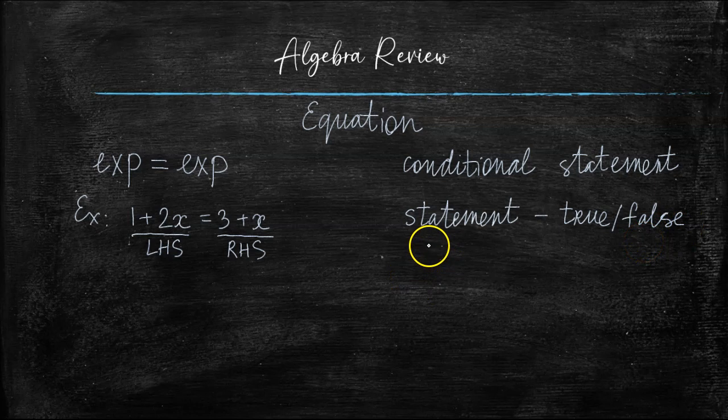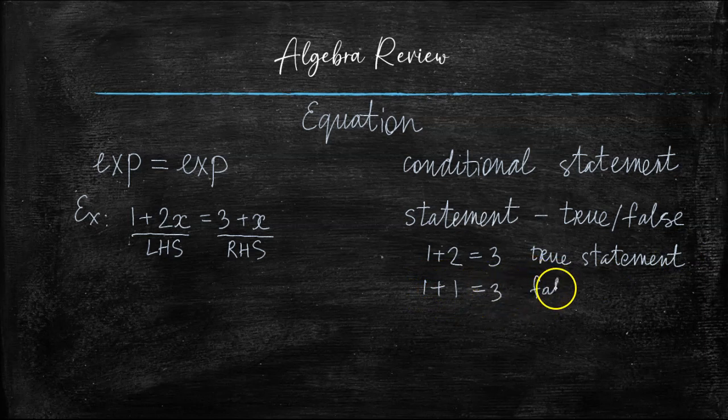For example, 1 plus 2 equals 3 is a true statement. Alternatively, 1 plus 1 equals 3 is a false statement. We can similarly define this for inequalities, but later we'll find out that there is a close relation between equations and inequalities, so let's just continue focusing on equations.